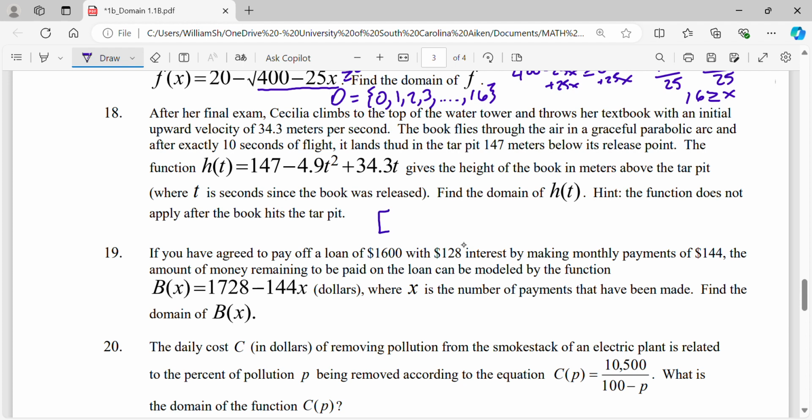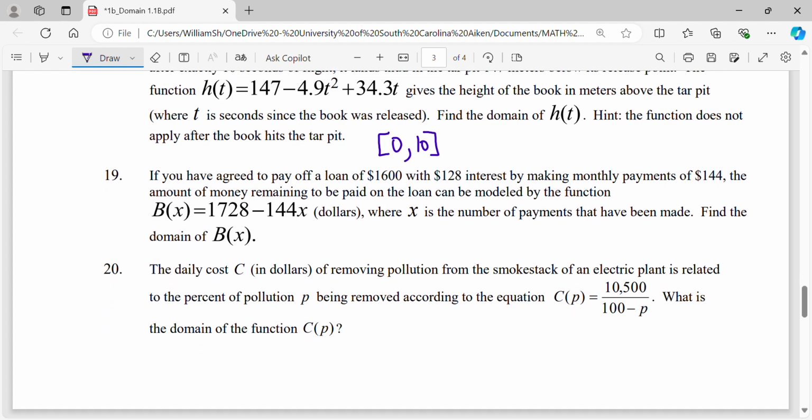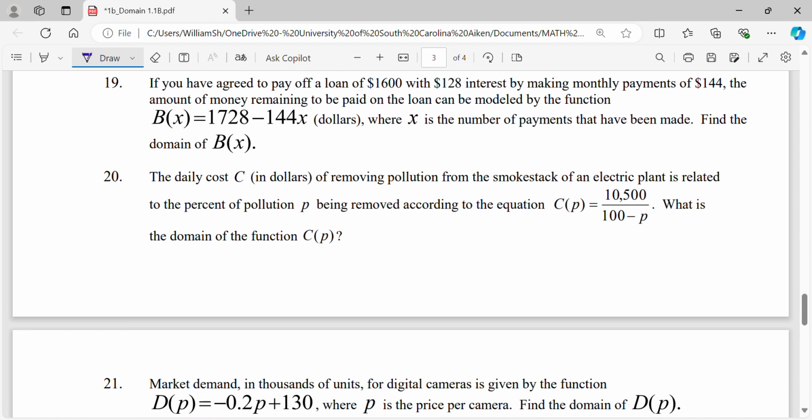0 is when it's in my hand, right? So time is going to exist somewhere between 0 and whenever it hits the bottom of the tar pit, which they tell us in the problem is exactly 10 seconds later. So our domain is 0 to 10, because the function does not apply after those 10 seconds, and it can be any time between 0 and 10, because time is continuous.